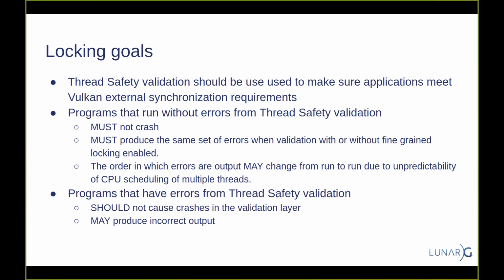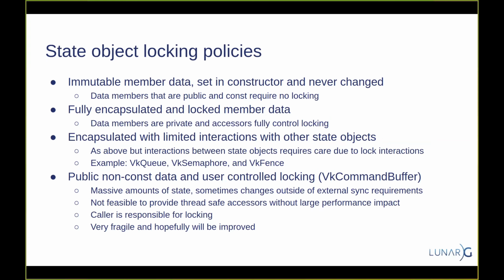And then for programs that have errors, we're going to try to fix crashes if they happen, but there's no guarantee of correct output. This has been the policy for validation for a long time. Once you start getting errors, we don't really have a lot of ways to make sure that the 101st error is a valid error if there have already been the previous 100 errors. And within the state object, we have developed a number of different policies to try and make this problem manageable.